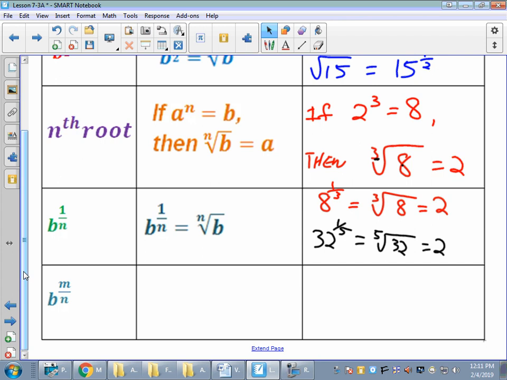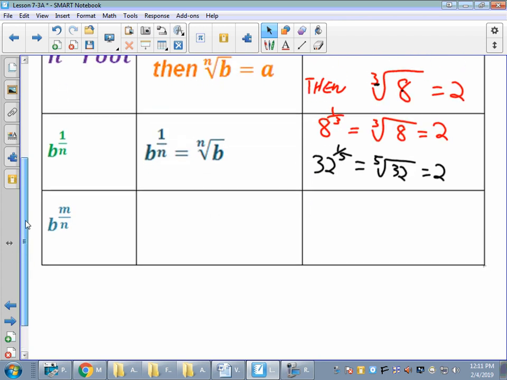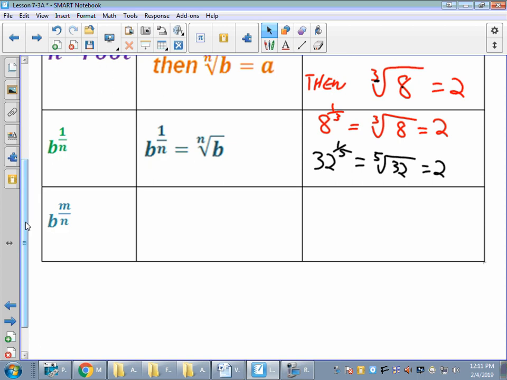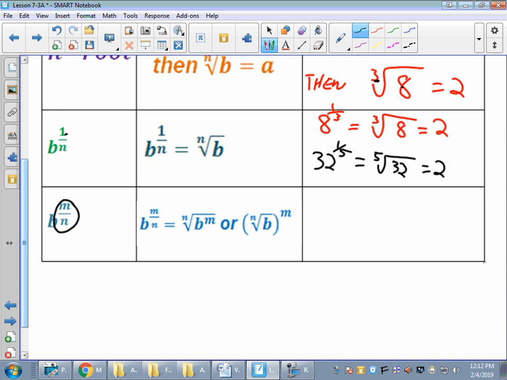So this one gets a little bit tricky, but I think if you just keep your numerators and denominators separate, you'll be fine. So this one we can write two different ways. If you have b to the m over n power, the big thing to notice is that neither of these is 1, where we had 1 here. For that one, neither of these are going to be 1.